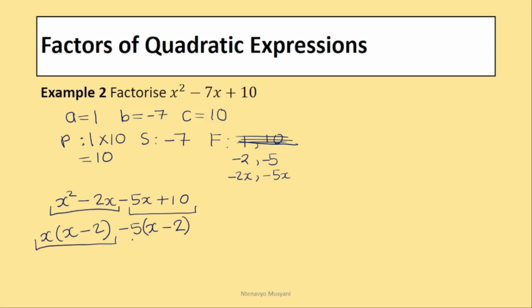These two terms have x minus 2 in common. So when I divide the first term by x minus 2, I'm going to have x. When I divide the second term by x minus 2, I'm going to have negative 5. So I have factorized this quadratic expression. Let's look at the last example in this lesson.